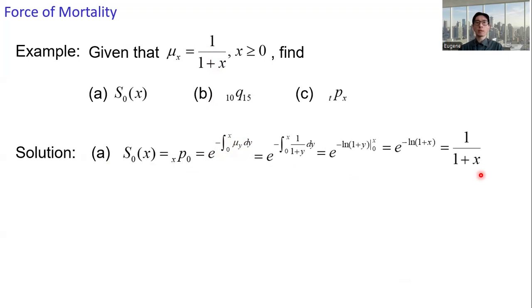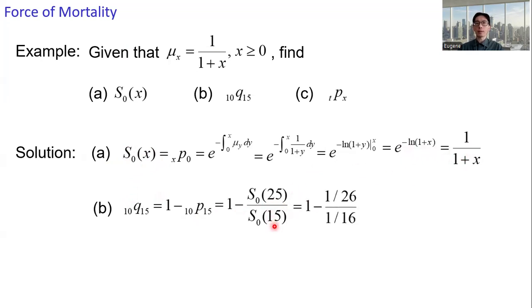And then part B, 10q15. A person at age 15 will die within 10 years. This equals 1 minus 10p15. We already obtained an expression for S0 of x, so we can express 10p15 as S0 of 25 over S0 of 15. Substitute x equals 25 and x equals 15 respectively. Upon computation, we get the probability 0.3846.